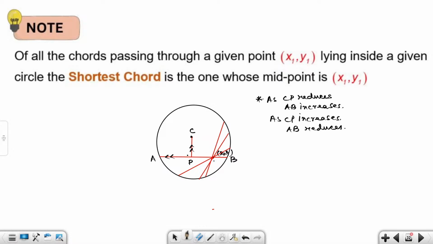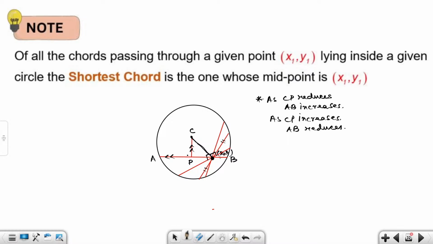So I want to find out the shortest chord which is passing through (x1, y1). If I take this chord, in which (x1, y1) is the middle point, then this angle is 90 degrees, right? So this is the perpendicular distance. This distance is the largest among all the lines passing through the point (x1, y1).